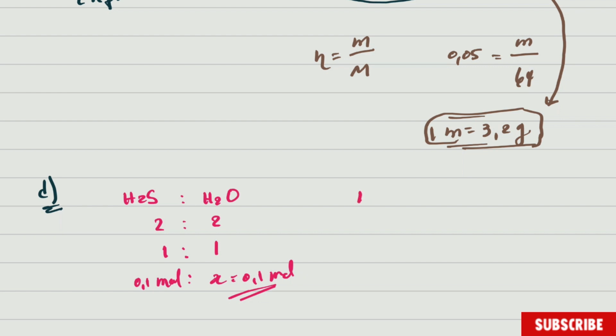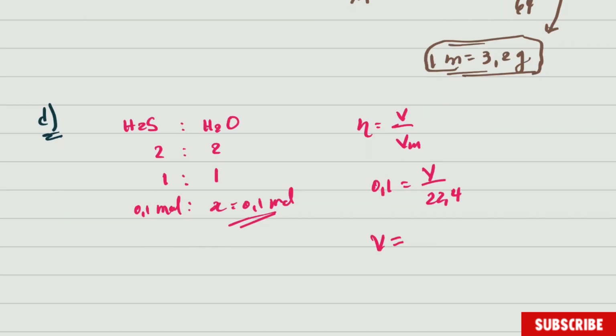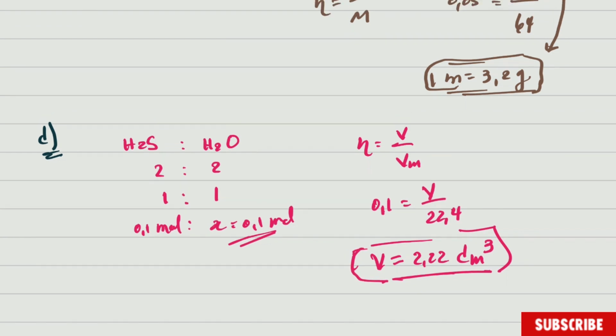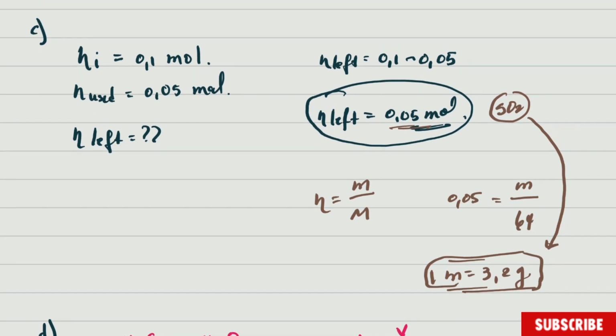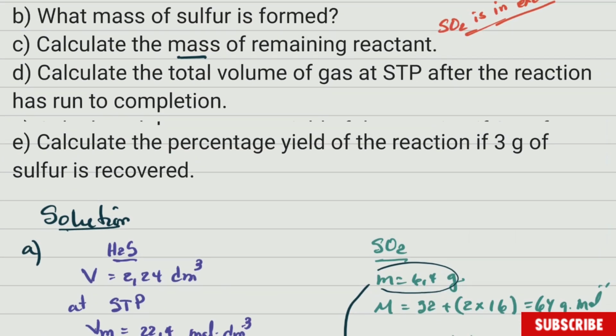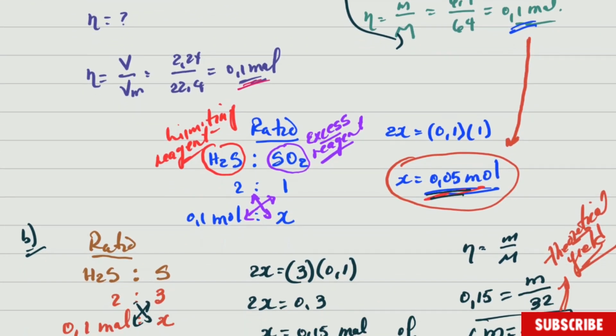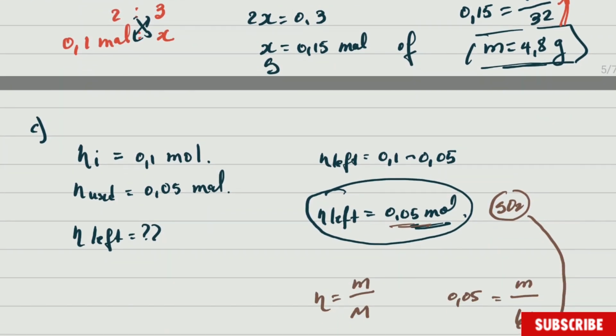So what is the volume? Number of mole is equal to volume divided by molar volume. If you substitute, you have 0,1 is equal to volume divided by 22,4. Therefore the volume is equal to 2,22 cubic decimeters. That is the volume of the water at the end of the reaction. But remember that is not the only volume, because there is leftovers of the other one, the sulfur dioxide.